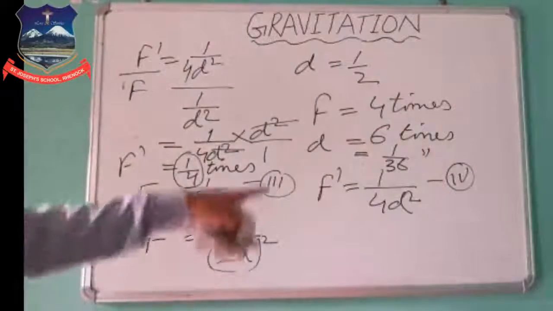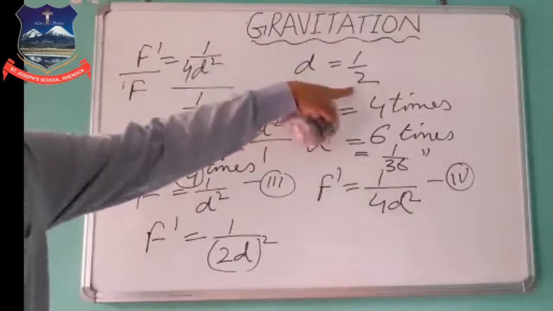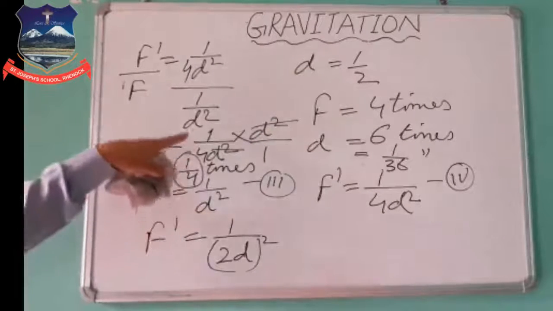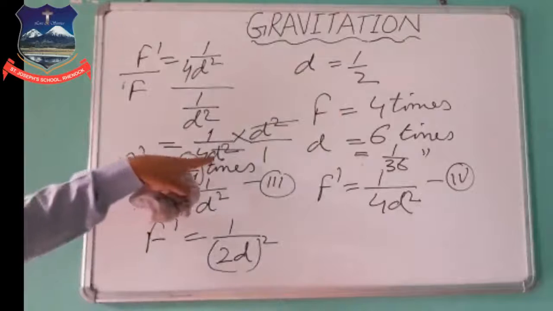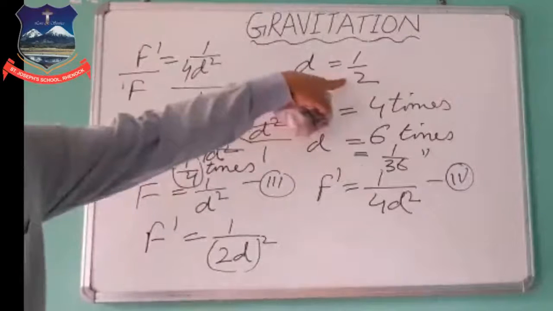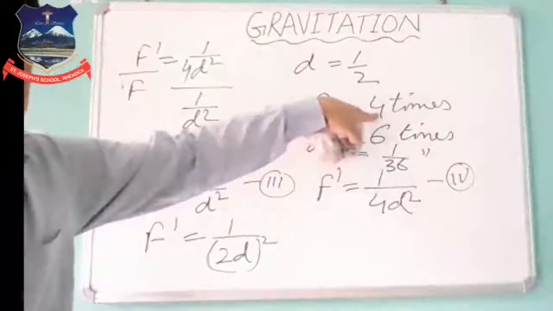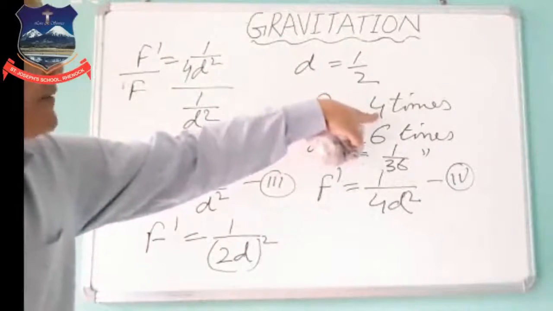Similarly, look at it. If I take the distance as D and first make the distance doubled, the force becomes 1 by 4D whole square. Now I am making the distance half. If I make the distance half, then the force of attraction will become 4 times.